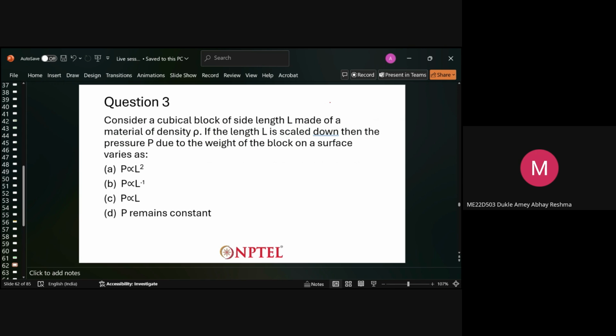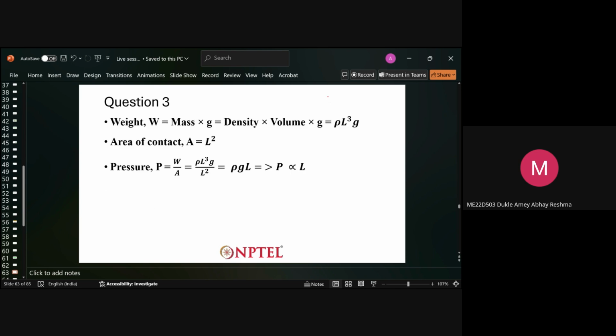Question number three. Consider a cubical block of side length L made of material of density rho. If the length L is scaled, the pressure P due to the weight of the block on the surface varies as what? So basically, here we are working out the scaling law. We are checking how the pressure changes with respect to the scaling of length.